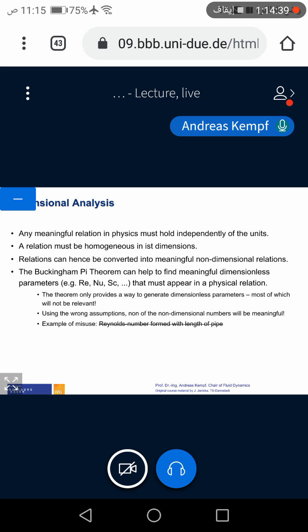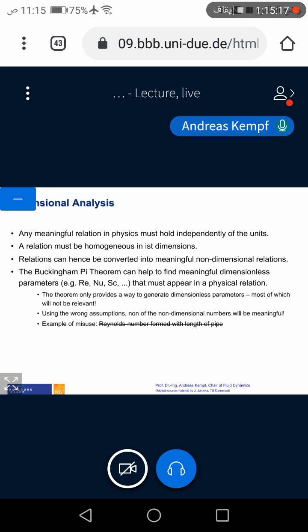Now, when you look at a meaningful physical relationship, it turns out that it must be homogeneous in its dimensions, meaning it only makes mathematical and physical sense if you have the same dimensions, the same units, on both sides of the equations. This is cool because it means that you can also derive equations for something that you don't know. You can just look at the units and play around and look what equations are actually possible based on the units. And this can be done very nicely and formalized using the Buckingham Pi theorem.